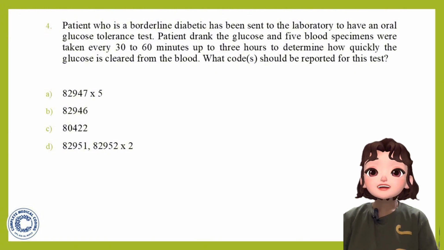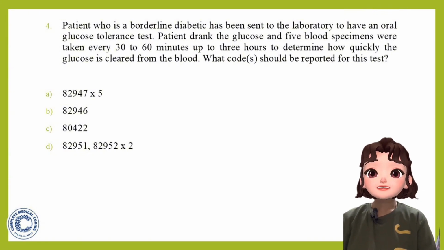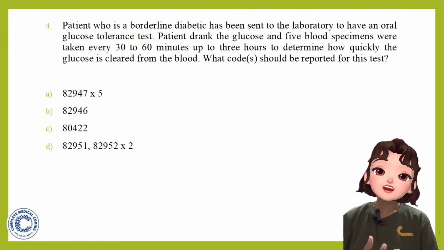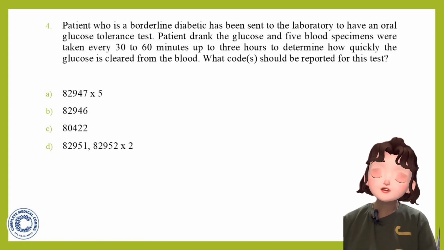A patient who is a borderline diabetic has been sent to the laboratory to have an oral glucose tolerance test, GTT, as it's called in short form. The patient drank the glucose and 5 blood specimens were taken every 30 to 60 minutes up to 3 hours to determine how quickly the glucose is cleared from the blood. So GTT is a test to determine how fast the glucose is cleared from the blood, or how much the glucose is absorbing.